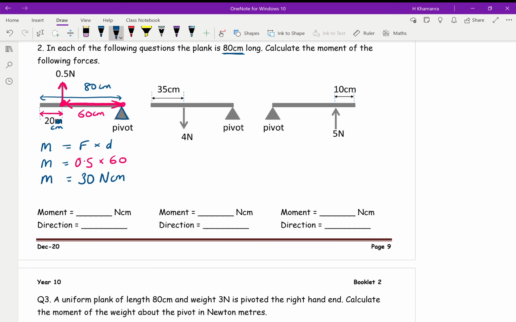So I put my pen along my rod from my pivot to the force, and I hold it at the pivot here, and then I push it upwards at this point, and you will find that the rod will turn that way, which of course is clockwise. So I'm just going to write that in, clockwise. So the moment is 30 Newton centimeters. Now today's assignment is to complete this question and upload it.